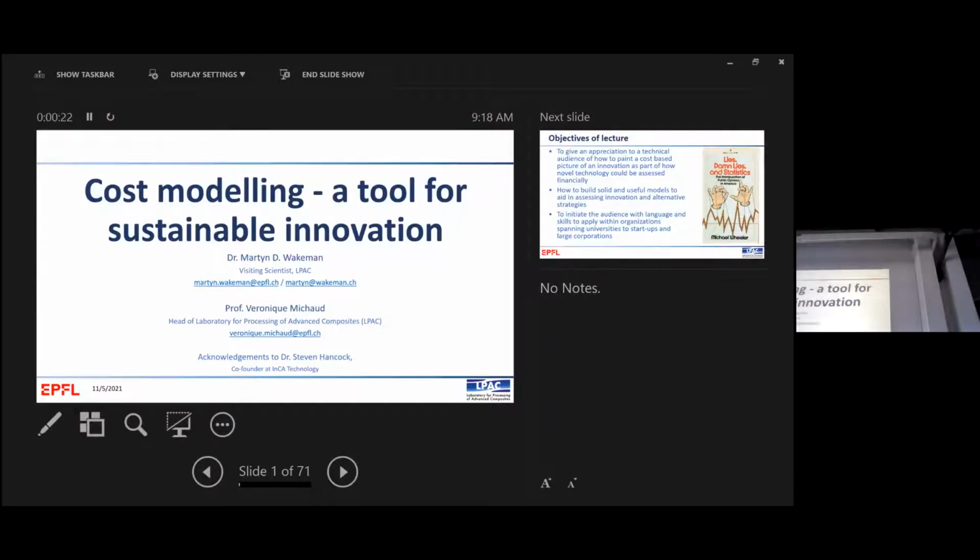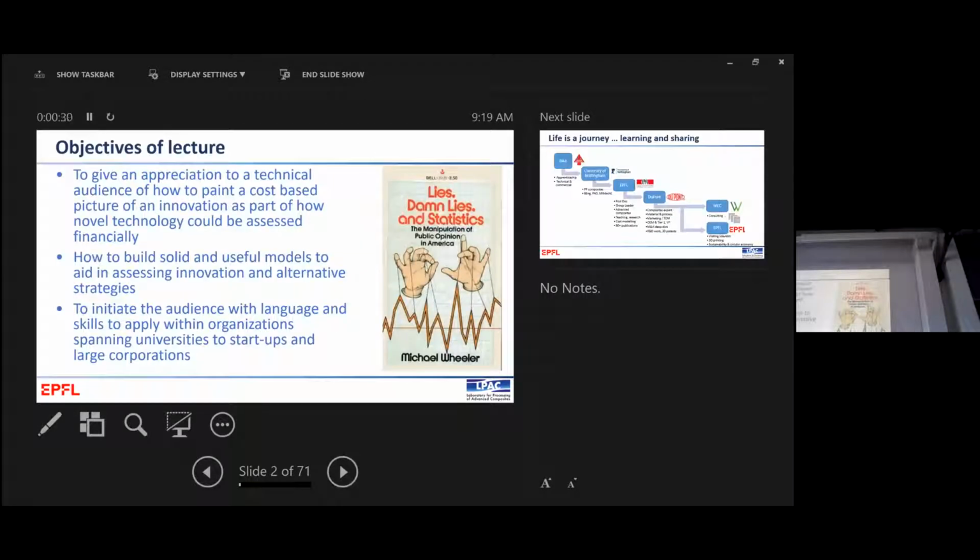we're going to give you an overview of cost modeling as a tool for sustainable innovation. The objectives of the lecture are to give you an appreciation, you technical people, of how to use costing tools to paint a picture of an innovation. So how could you assess a novel technology financially?